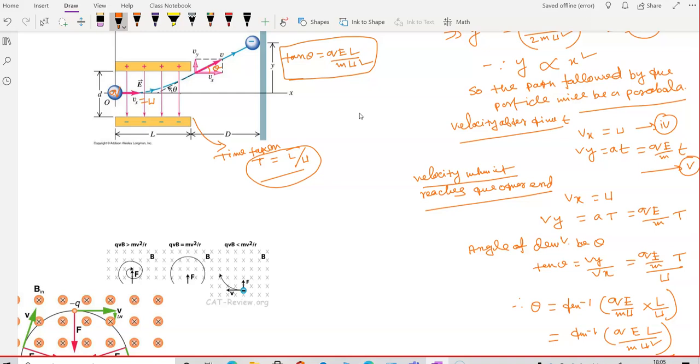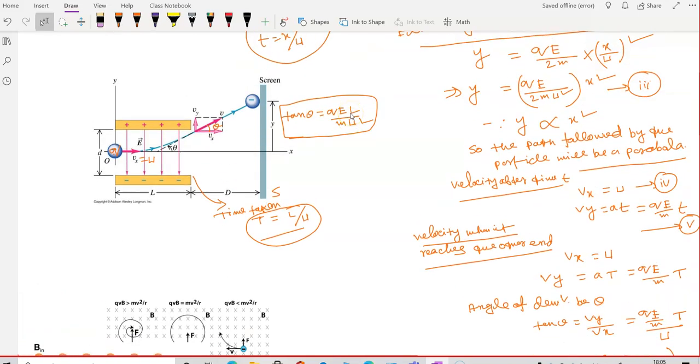Now the problem is, what is the vertical distance it travels along the screen? We have kept a screen over there. At which point will it strike on the screen SC? Obviously it is going this manner. At this point it goes this way. Straight it will strike there. Now what is this point Y? Can you find? Of course you can find.